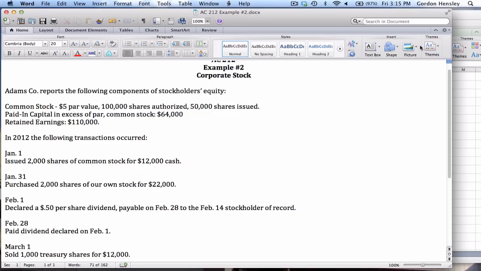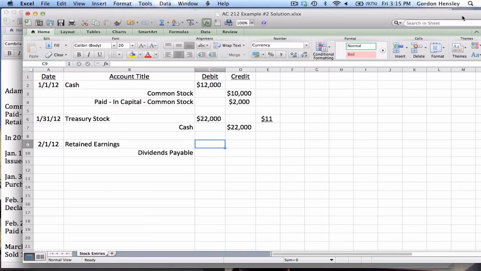So that's going to be 50 cents per share for 50,000 shares. So that's going to be $25,000. So you always want to go back and double check that, because you never really know unless you go back and look at it how many shares are actually out there. I don't want to pay the dividend to myself.